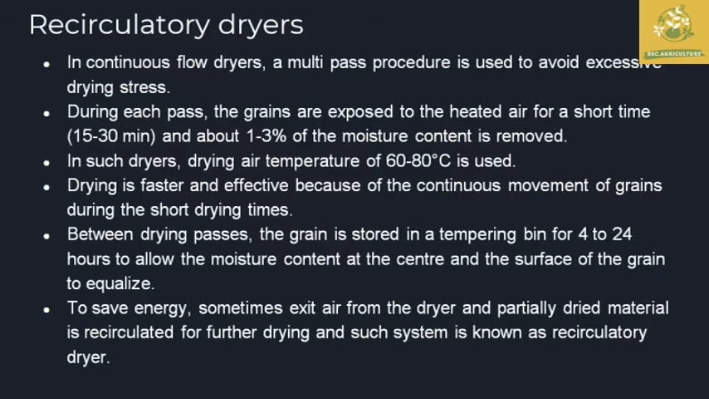We must remember that if we dry the grain all the way to its center in one go, there can be grain damage. But by tempering it in a storage bin for around 4 to 24 hours, the moisture moves from the center to the surface of the grain, and then we can remove the moisture without damaging the grains. So it is an effective method to save energy. Sometimes exit air from the dryer or partially dried material is recirculated for further drying, and such a system is known as a recirculatory dryer.